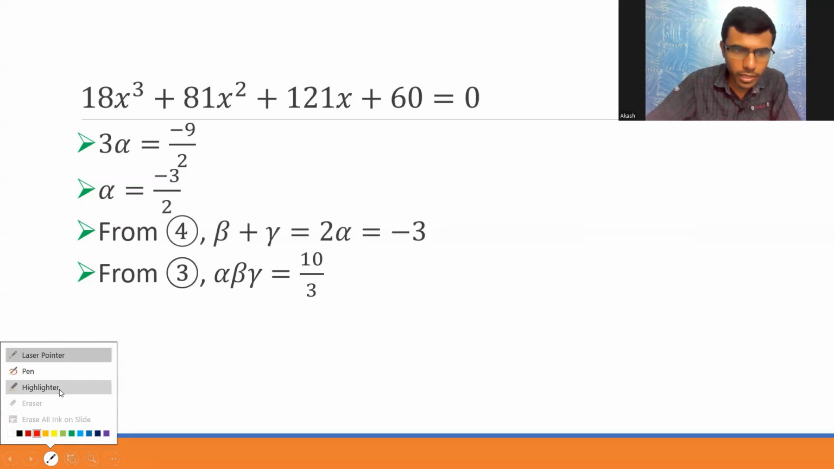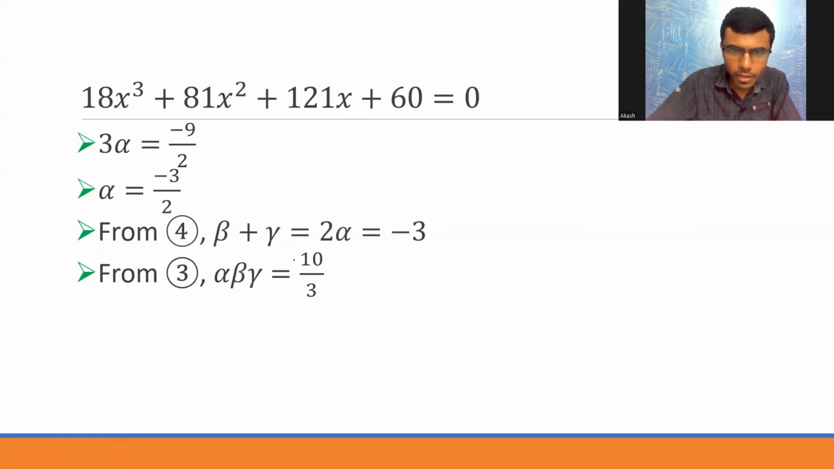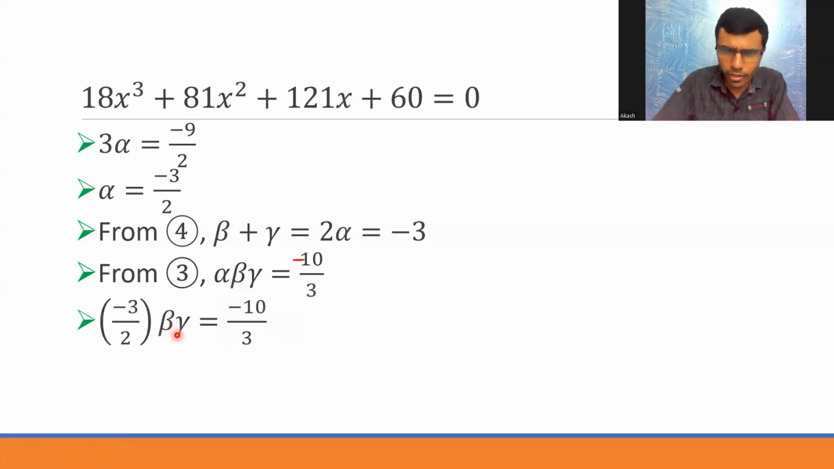Only in the first one. After that, it's all correct. So alpha beta gamma is minus 10 by 3. Okay, alpha beta gamma is minus 10 by 3. Next, after that, it's correct.